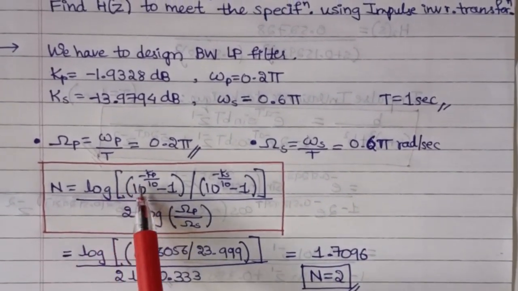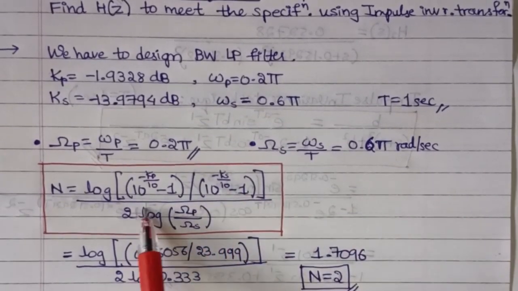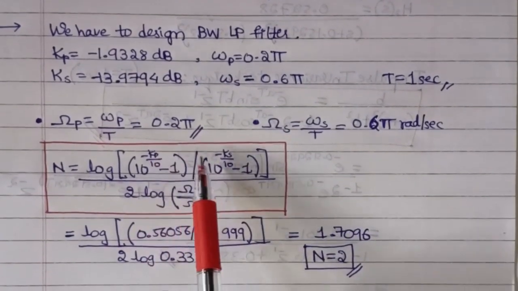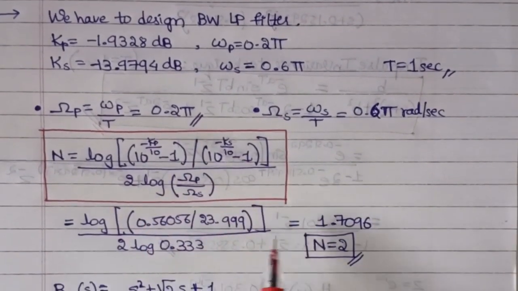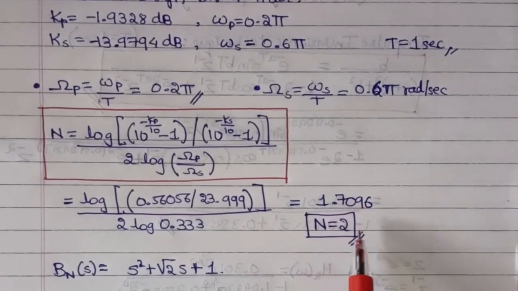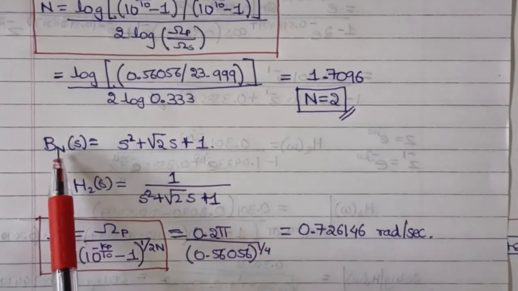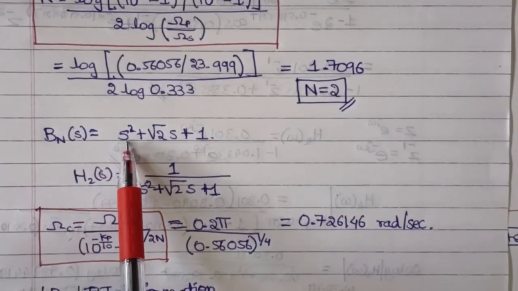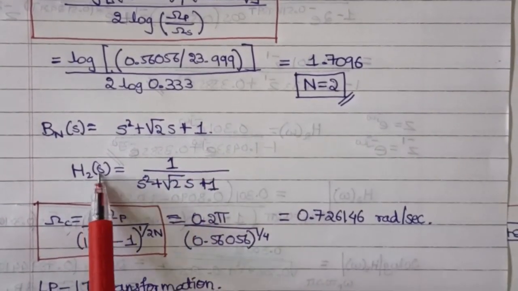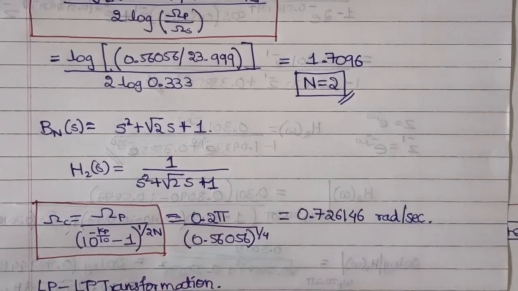N = log of [(10^(-Kp/10) - 1) / (10^(-Ks/10) - 1)] divided by 2 log(ωp/ωs). Substituting the values of ωp, ωs, Kp and Ks, we get N = 1.7096. Rounding it off to the next integer, we get N = 2. For N = 2, the Butterworth polynomial Bn(s) is s² + √2 s + 1. Taking the inverse of the Butterworth polynomial, we get the transfer function H2(s) = 1 / (s² + √2 s + 1).